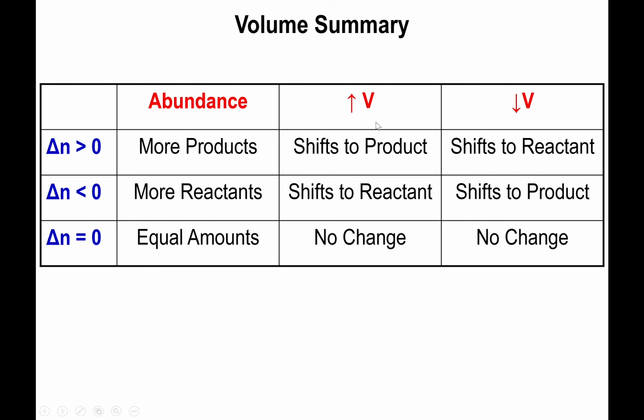And what that means is that if you increase the volume, you will now shift to the reactant side because that's where you will have more gas. If you decrease the volume, you'll shift to the product side because that's where you will have the least amount of gases in this situation. And if it so happens you have the same amount of gases on both sides, then delta N will equal 0. And in that case, increasing or decreasing the volume will have no change whatsoever on the equilibrium.